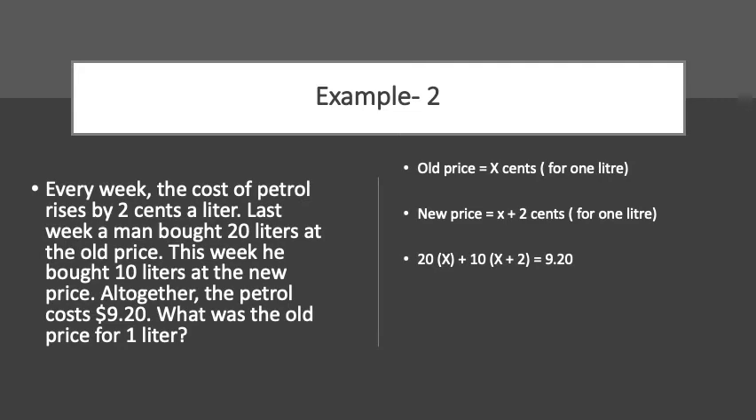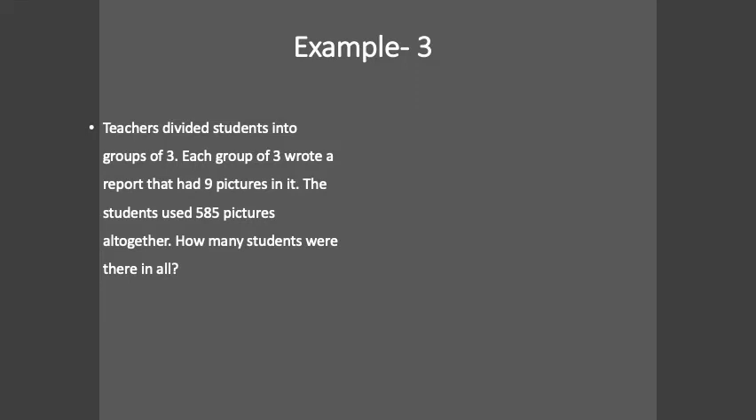And when we expand the bracket, our equation becomes 20x plus 10x plus 20 equals 920 cents. You can see how clear our equation is. When we collect like terms and solve, we have 30x equals 900, and x here would become 30 cents for 1 litre. Let's try a few more examples. Again, remember, there is no one formula to solving word problems. You have to employ your logic and reasoning skills.